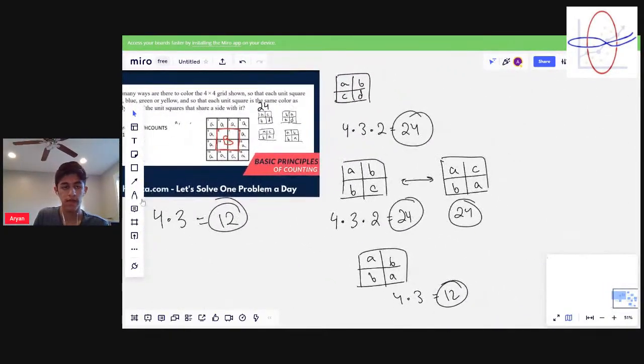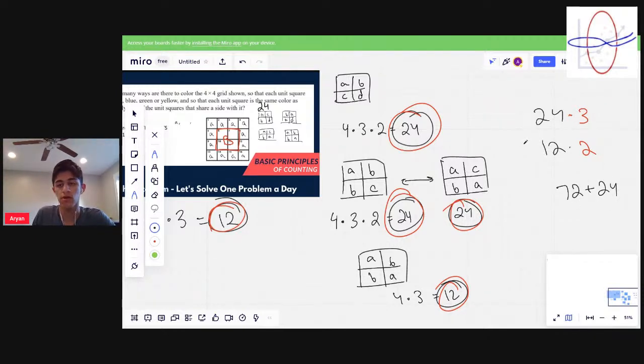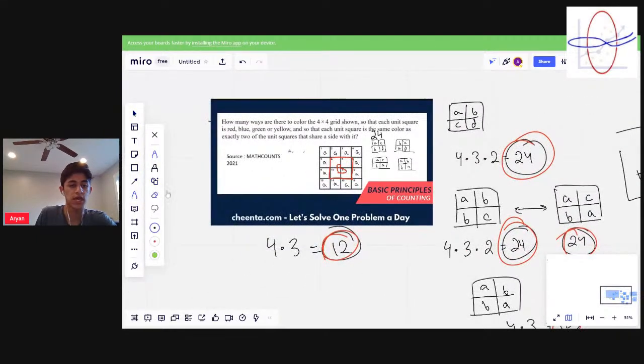So now in total, if we zoom out and look at all of our values, we ended up with 24. So how many 24s do we have? Let's just mark this. We had 1, 2, 3. So 24 times 3. And then we had 12. And how many 12s do we have? We had 1, 2 12s. 24 times 3 plus 12 times 2. And this is just 72 plus 24, right? Because we want to add these two together. So we get our final answer of 96. And thus, the answer to this question is 96, right?